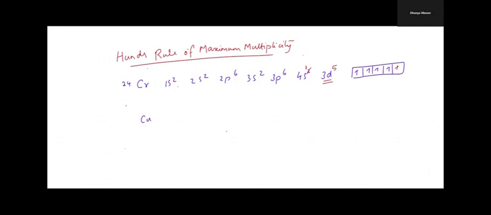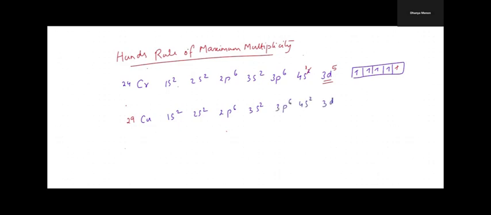Why is it this kind of configuration? Because this half-filled configuration is considered to be highly stable. The maximum capacity is 10, and this is half-filled. Similarly, in the case of copper, the atomic number is 29. The configuration should be 1s2, 2s2, 2p6, 3s2, 3p6, 4s2, 3d9.